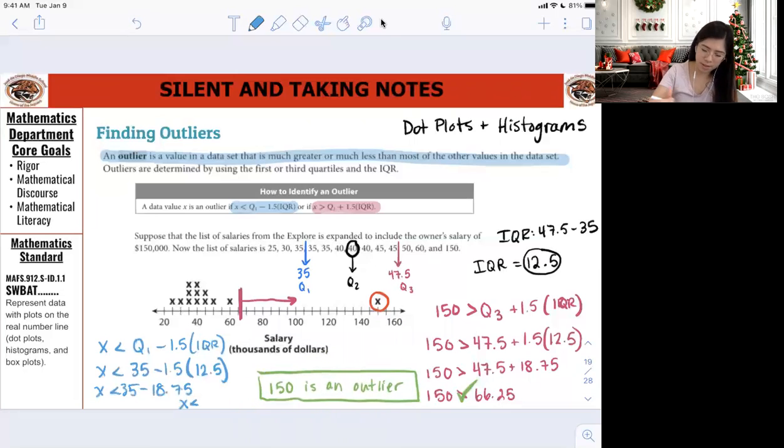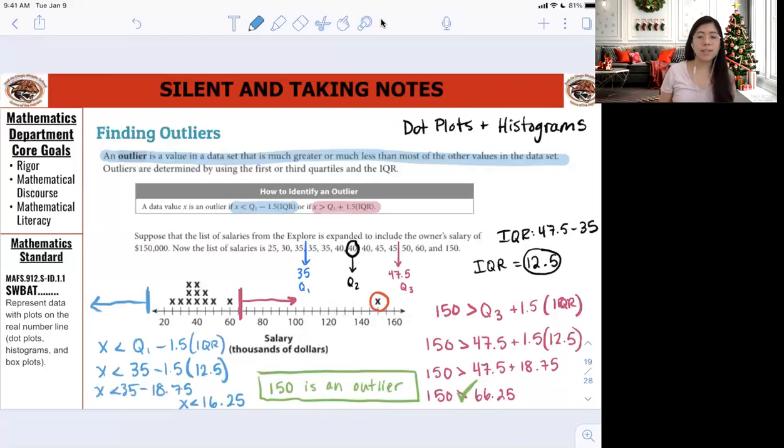16.25? So anything less than that would also be an outlier. So there's a limit on this half, probably somewhere over here. Anything less than that value would also be an outlier.